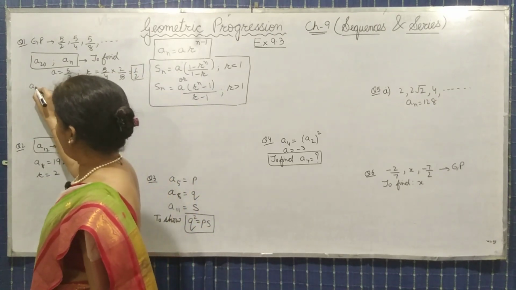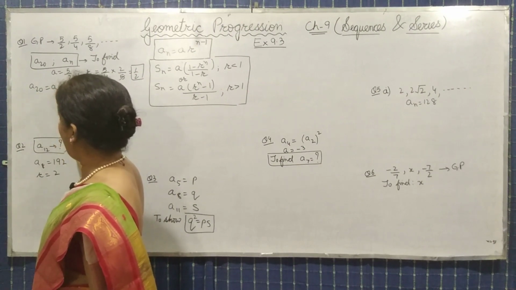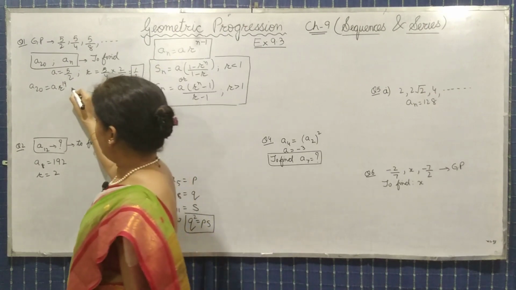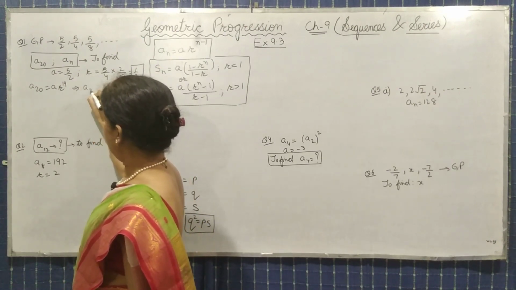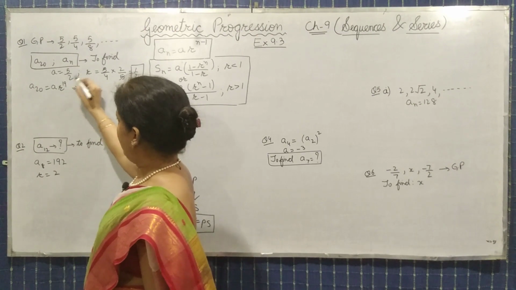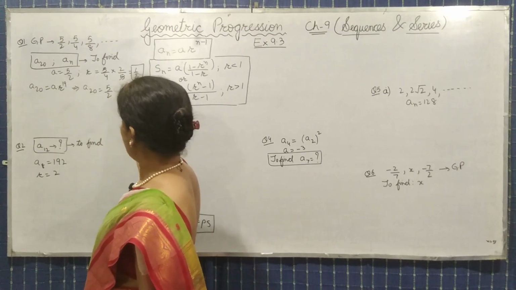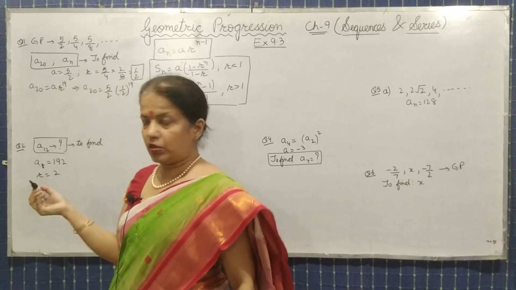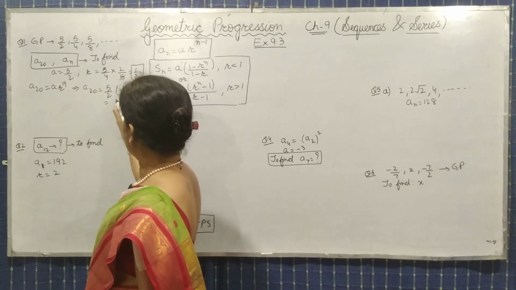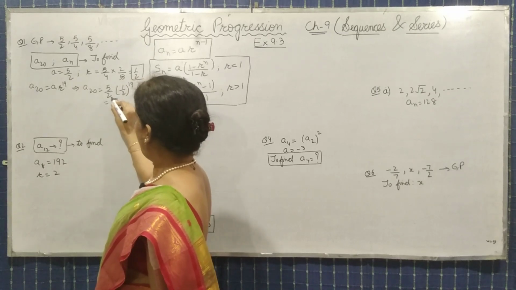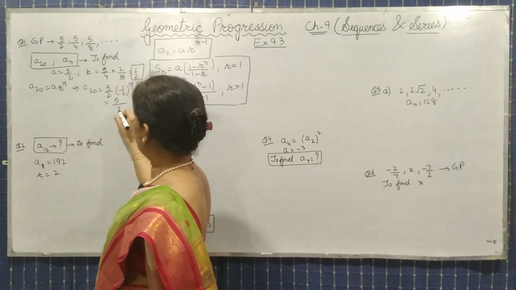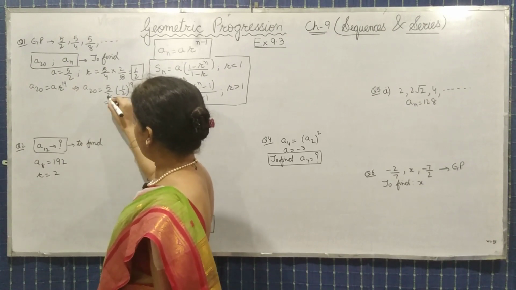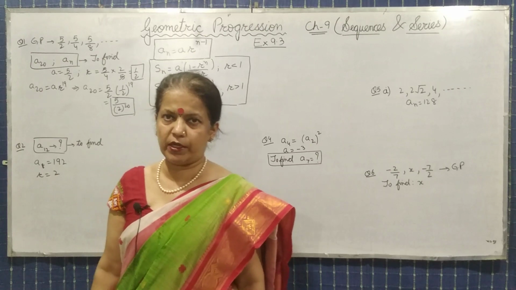Now A20 means a r^19, by putting the value in this formula. Now from here A20 is a, 5 by 2, and r is 1 by 2 power 19. Solve it further. You will get 5 upon 2 power 20. Isn't it? 2 power 19 and power 1, 2 power 20 it will become.